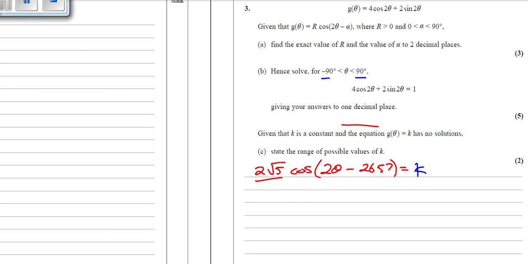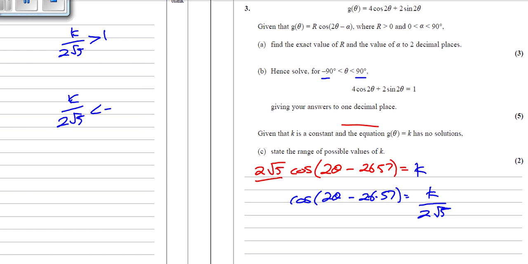So the first thing you do here is cos of 2 theta minus 26.57 equals k divided by 2 root 5. Now if it's got no solutions, what that means is that we can't do the next step, we can't do the inverse cos of it. And the only time we can't do the inverse cos is if it's bigger than 1 or less than minus 1. So k over 2 root 5 is going to be greater than 1, or k over 2 root 5 is going to be less than minus 1, because then we can't do the inverse cos of it.